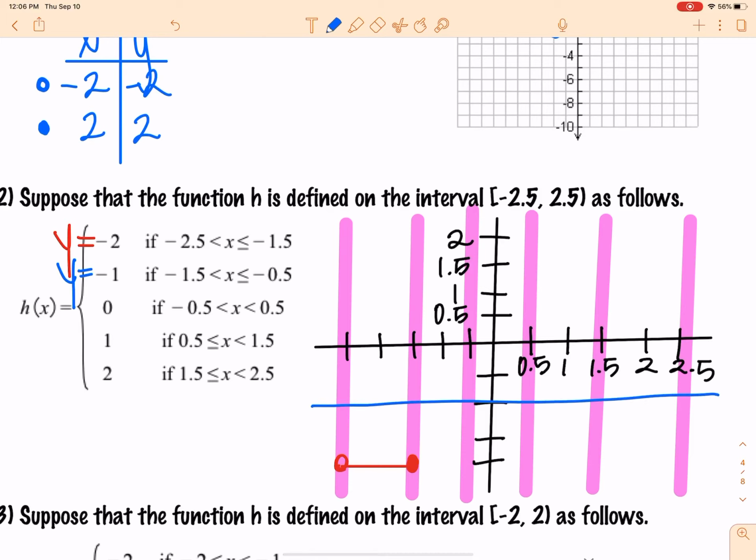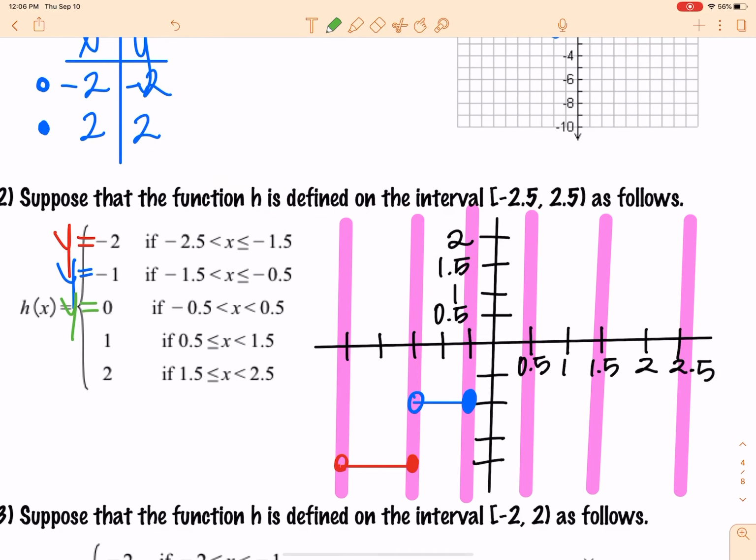So this is the graph y equals -1. However, we're only in this neighborhood, the -1.5 to -0.5, which is this second neighborhood. So we're just going to draw that horizontal line in the second neighborhood, which is here, paying attention to open and closed circles. So we have an open, then a closed, and that's your second neighborhood.